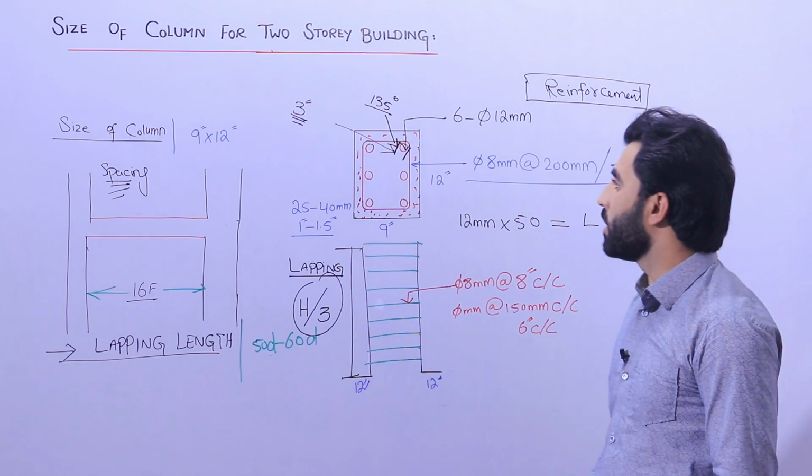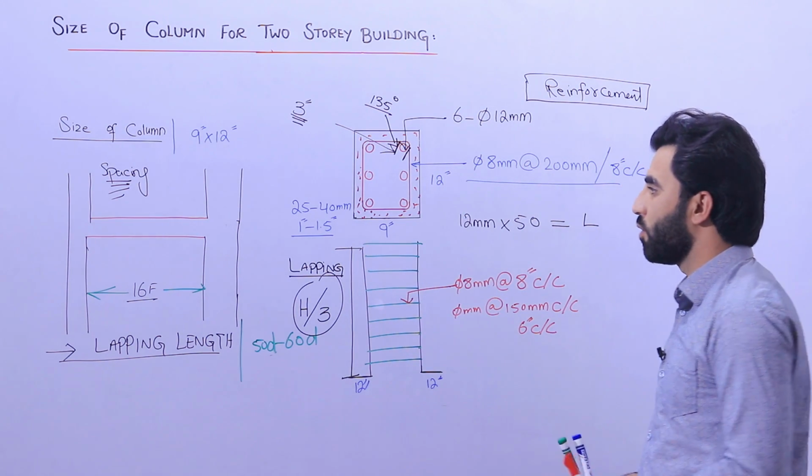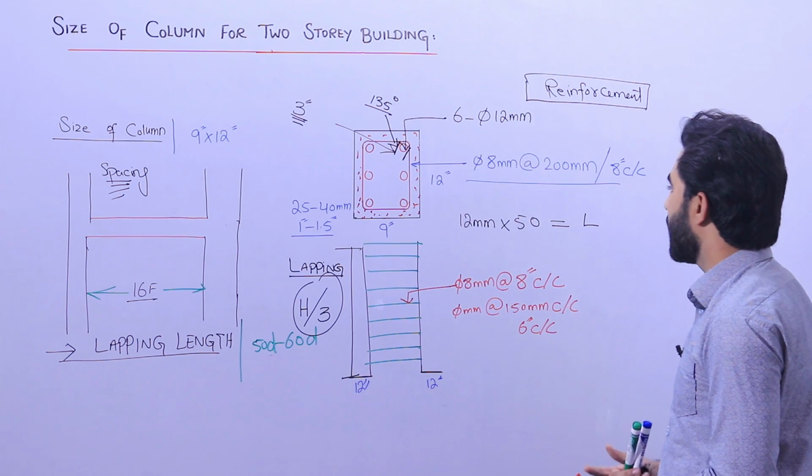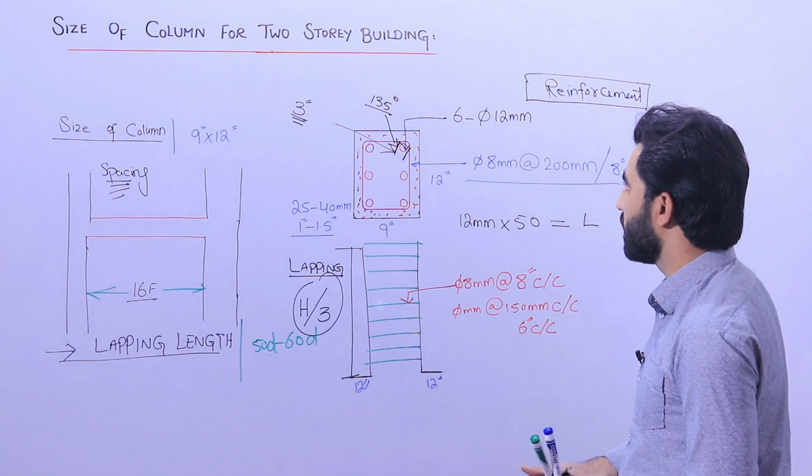So guys, these are the details of size of column, inside steel reinforcement, spacing of column, the ties details, lapping details, etc.